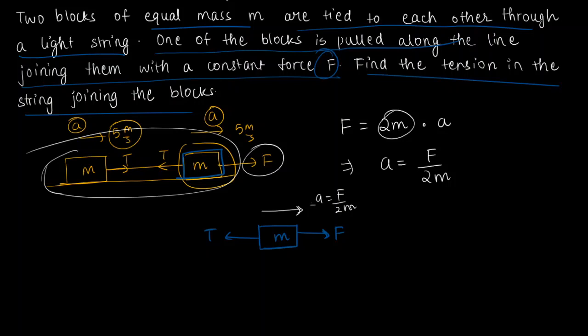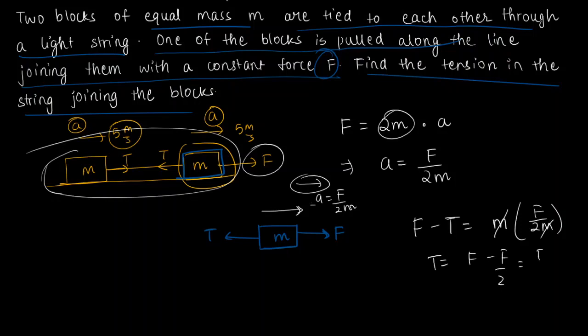So the sum of forces acting on m is equal to F minus T, since this is the positive direction, and F minus T is equal to the mass m times the acceleration by Newton's second law, so F over 2m. m and m cancel out, and you get T to be equal to F minus F over 2, or just F over 2.